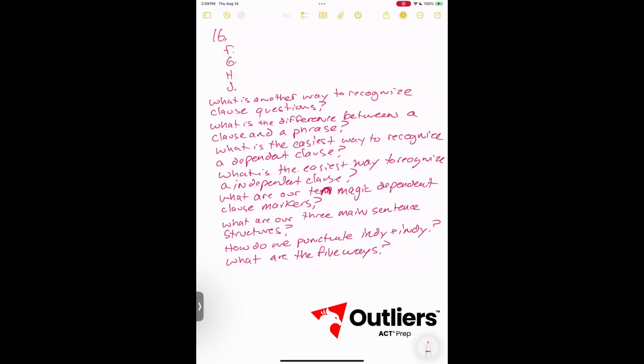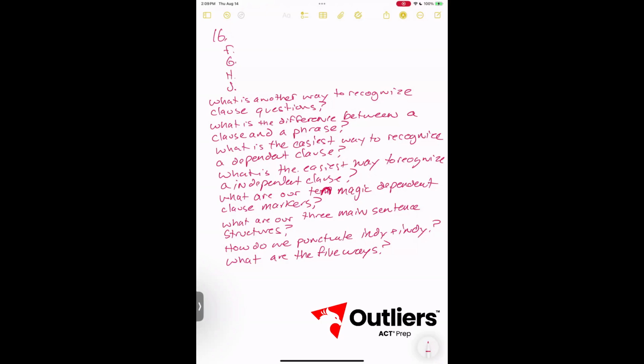What is the difference between a clause and a phrase? A clause has a subject-verb combo. A phrase does not. What is the easiest way to recognize a dependent clause? It starts with a dependent clause marker. What is the easiest way to recognize an independent clause? It does not start with a dependent clause marker.